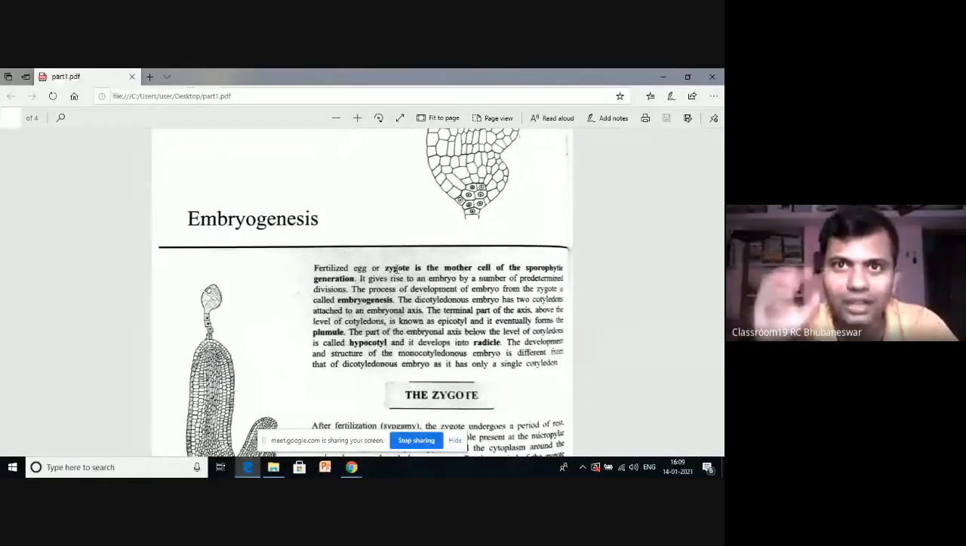And then you all have seen the embryo. For example, take the same example of the groundnut seed. Break the seed open.